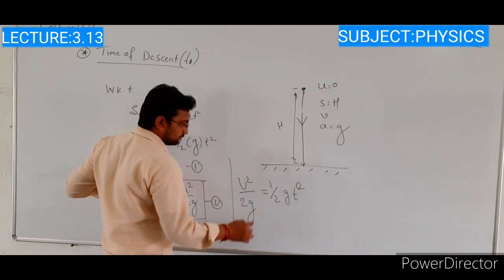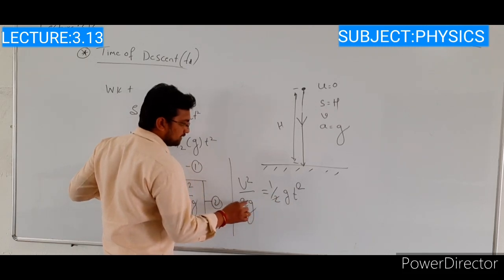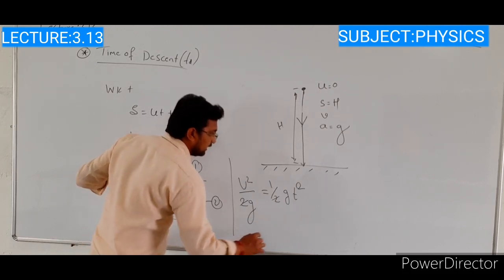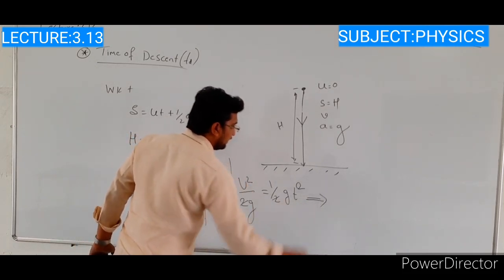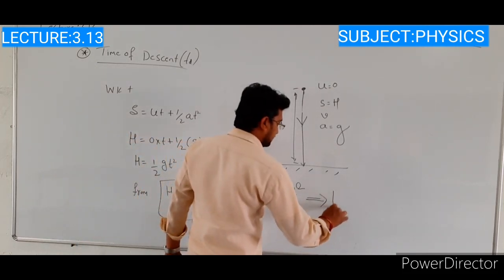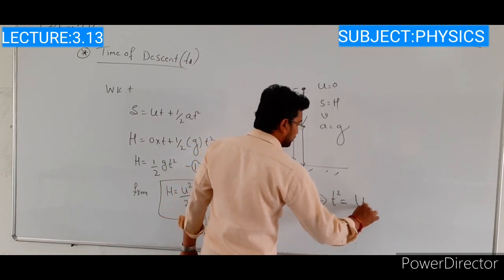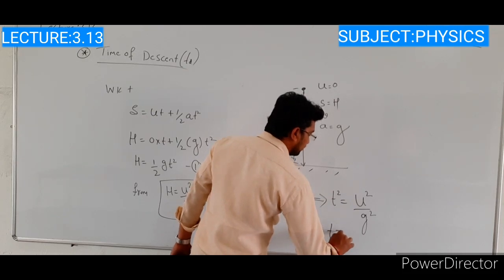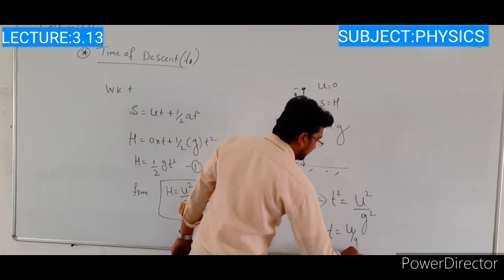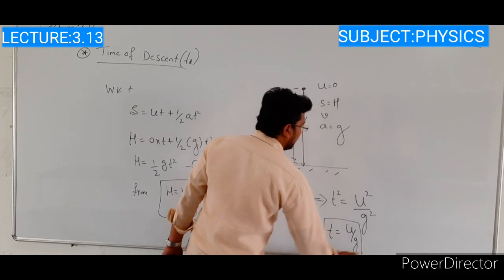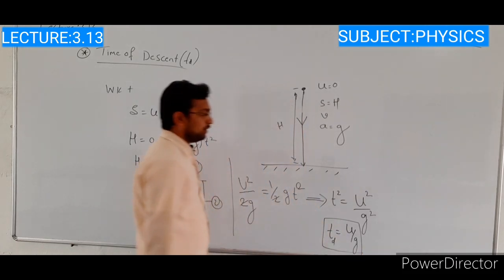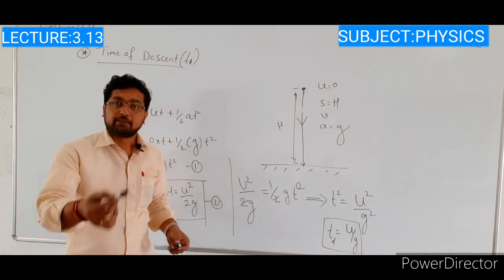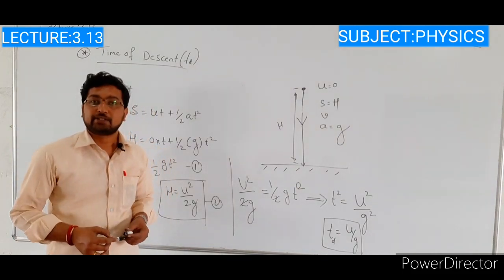Here this 2 gets cancelled. Then t square is equal to u square by g square. Then t is equal to u by g. So this is the time of descent. The time of descent value is u by g, and the time of ascent value is also the same, u by g, right?